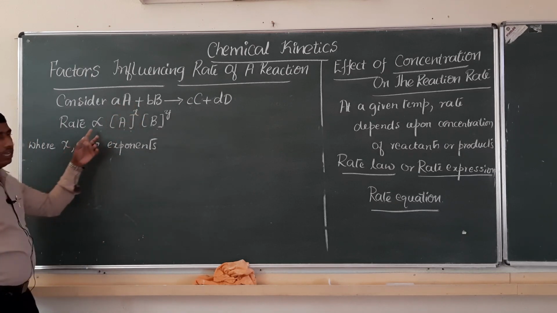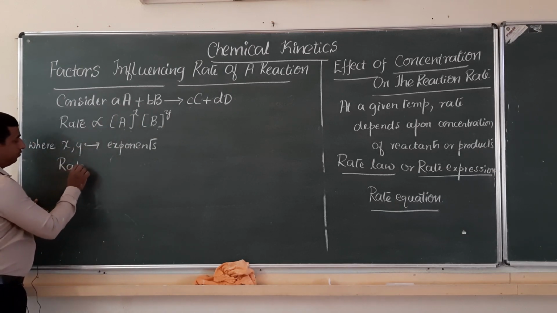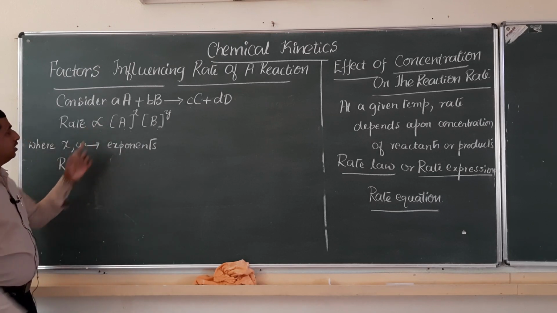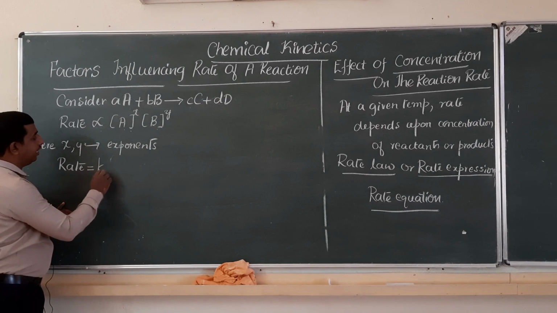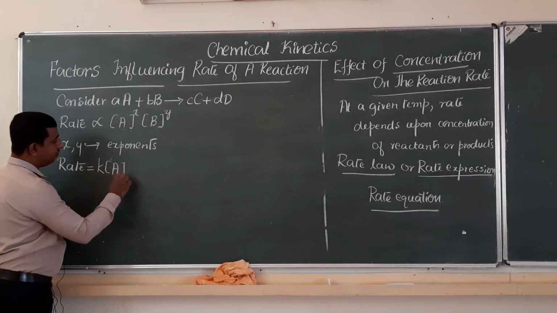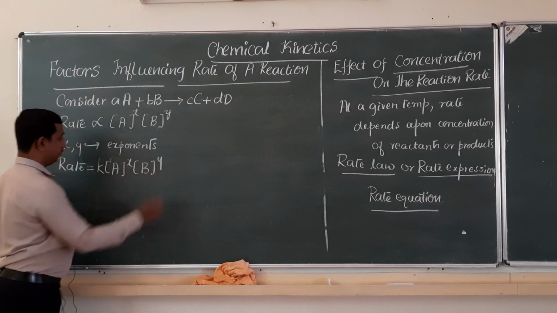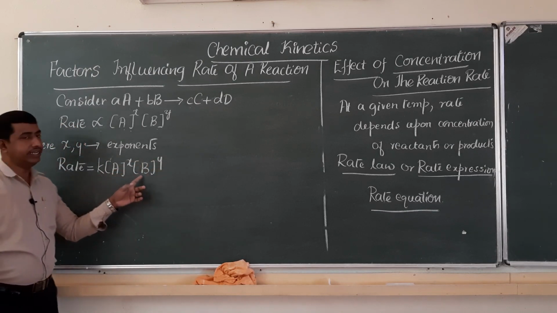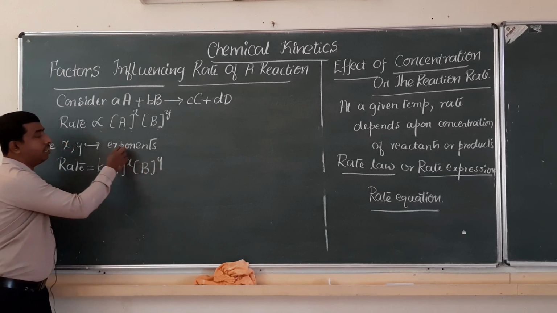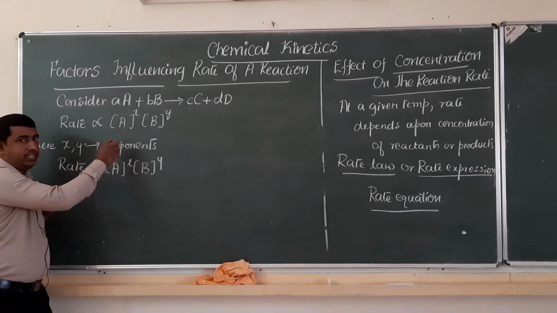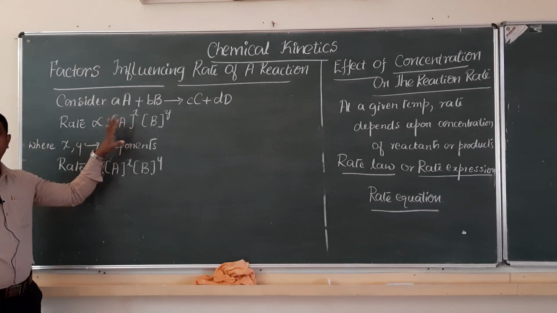Now, what I will do is, I will remove the proportionality sign. On removing the proportionality sign, we have to add a constant, correct? So, rate is equal to k into concentration of A power x, concentration of B power y, where x and y are exponents. Their values are obtained from the experimental data.